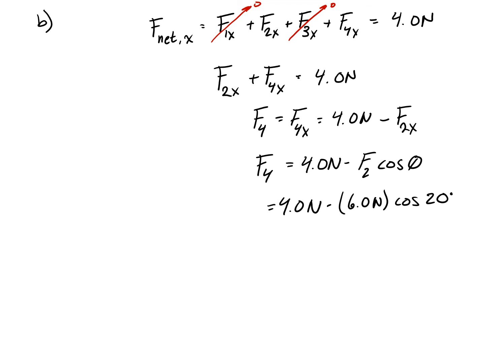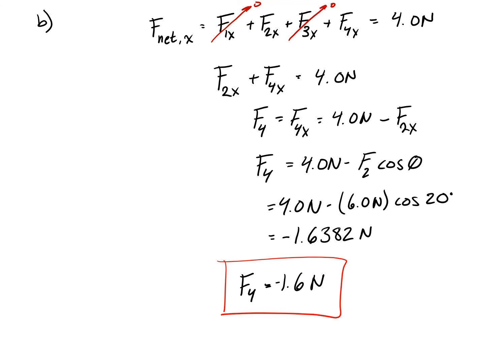Taking that and plugging it into a calculator, I got negative 1.6382 newtons. Again, this negative sign here just indicates it's pointing to the left, which agrees with the image that we have. Force 4 points to the left, so we should have a negative number. Now the question did ask us to have it in components, so that means that we can say that force 4 is equal to negative 1.6 newtons, because again we were given 2 sig figs for all of our values, so our answer should have 2 as well.